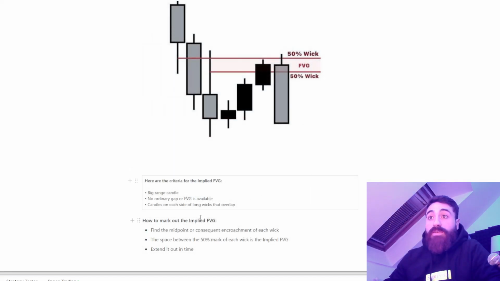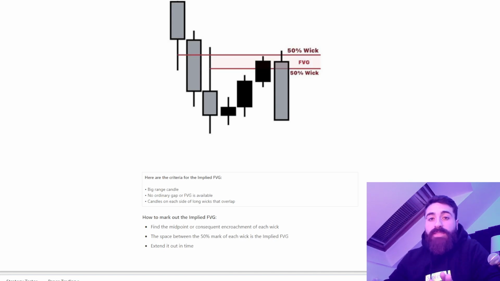So how do I identify it? Find the midpoint or the consequent encroachment of each wick, which is from here to here, from here to here. And the space between the 50% mark of each wick is the Implied Fair Value Gap. Extend it out. We're gonna see an example right now, so it will be more clear, but these are the rules in order to identify it.